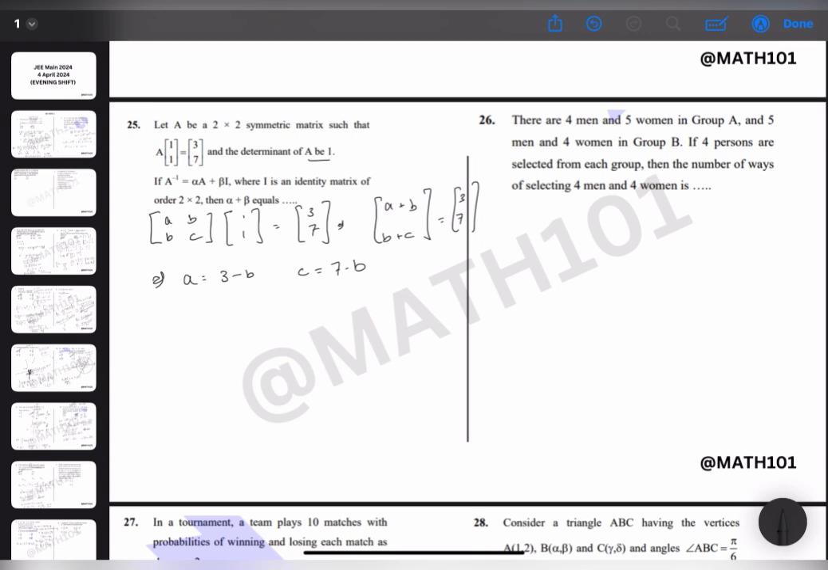We are also given this. So A inverse equals adjoint A by det A. As det A is 1, we have A inverse equals adjoint A, which is simply the leading diagonal elements interchanged and the other elements negated.